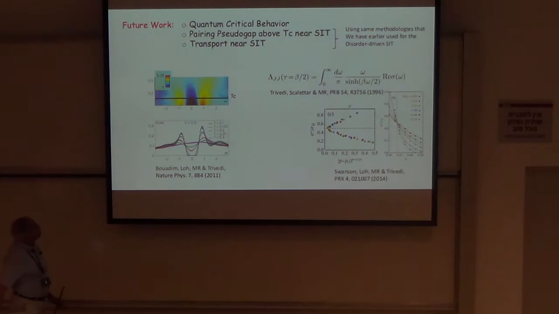Now, in future work, one could look at the quantum critical behavior. We haven't done scaling of the QMC data. We could also look at the pairing pseudogap about Pc near the superconductor-insulator transition, and indeed even transport near the superconductor-insulator transition. Previously, we have looked at both of these features in quite some detail for the disorder-driven superconductor-insulator transition. So we have all the tools to do that, but we just haven't done it for this model.